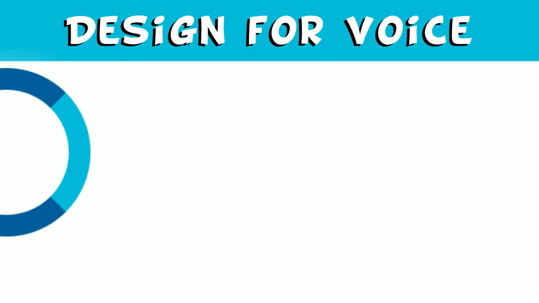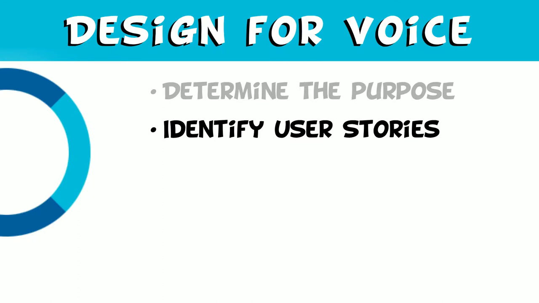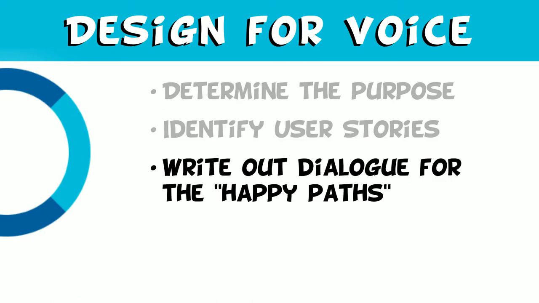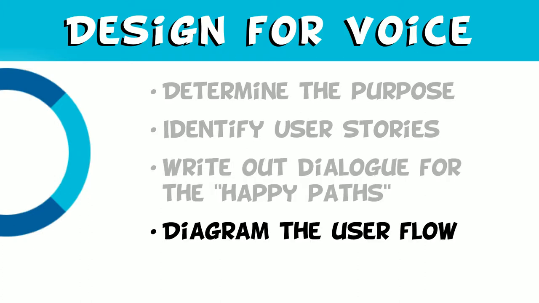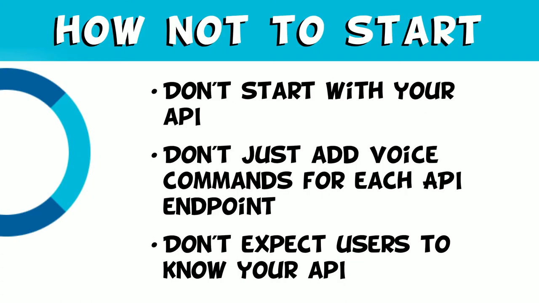So, how do we actually go about this process of designing for voice? There are several steps to get started. First, we want to determine the purpose of your skill. And this is just an overview, and we're going to go through each of these points. We're going to identify user stories. We're going to write out dialogue for the happy paths, where everything goes well, and that's just going to be a starting point. We're going to diagram the user flow. And then finally, we're going to create the interaction model.